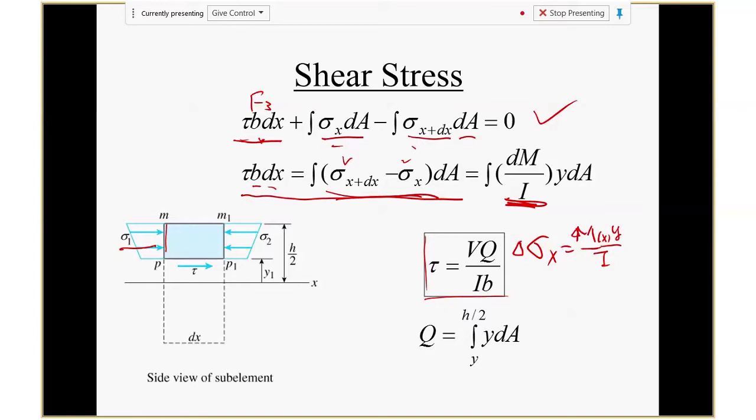What's the Q here? Q is actually this term. Because of the integral here, remember this dA, you go from location y to the top. That's why you have the integral from y to half h. How to calculate it, that's next, but at least I can write this expression. The shear stress tau will be V times Q over I and b.